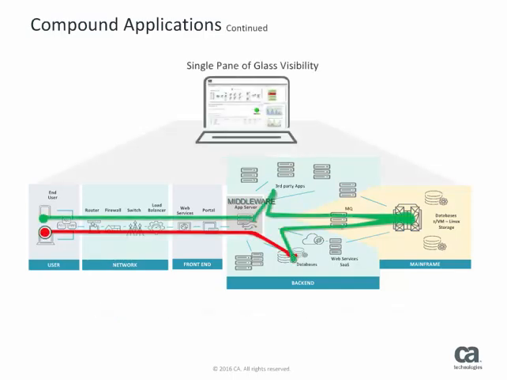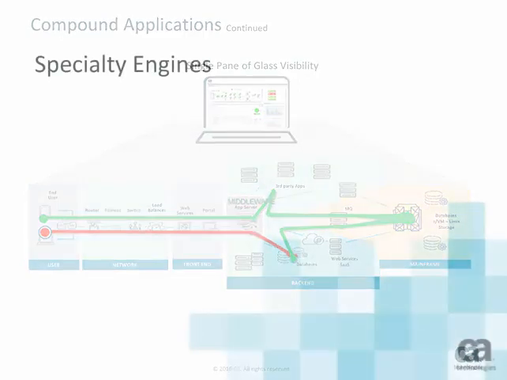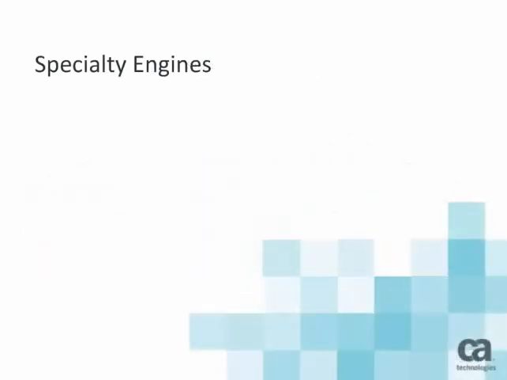When a problem occurs, it can be hard for customers to have visibility of the entire application transaction flow and all the infrastructure elements it touches. That's why CA Technologies provides visibility of the entire application, mobile to mainframe, from a single pane of glass. Next, let's review the various mainframe specialty engines and see how CA Technologies exploits them.